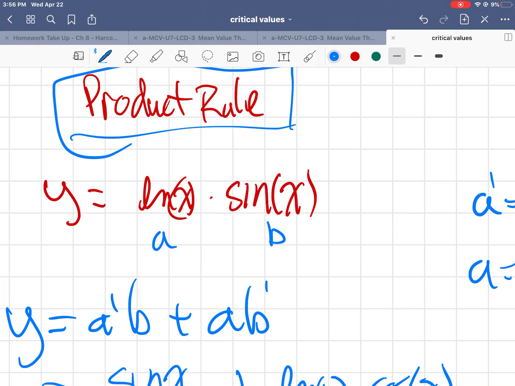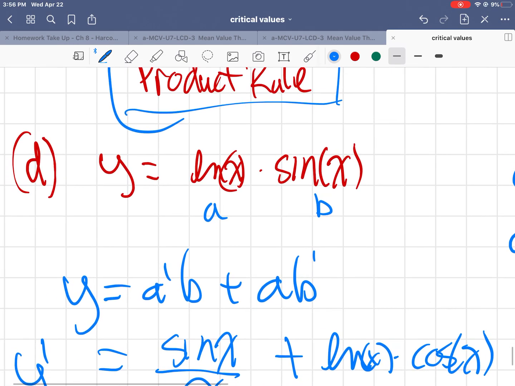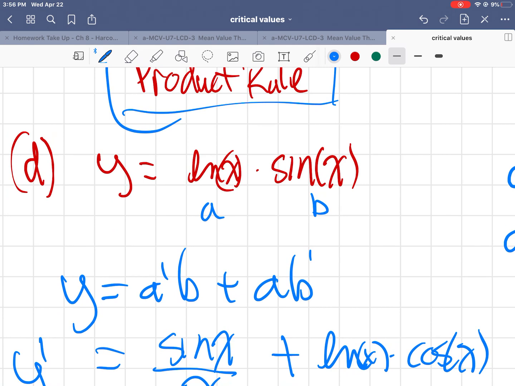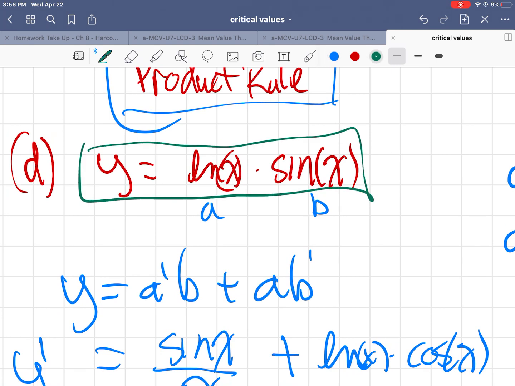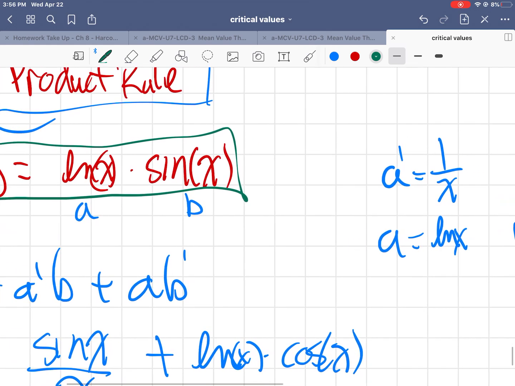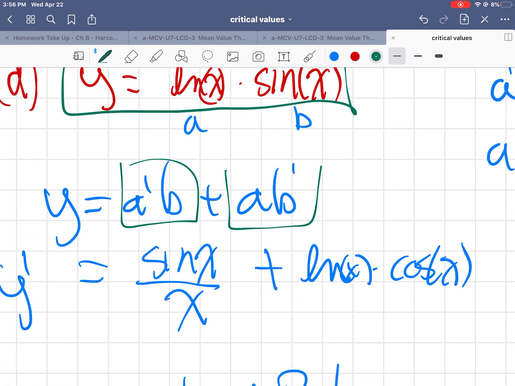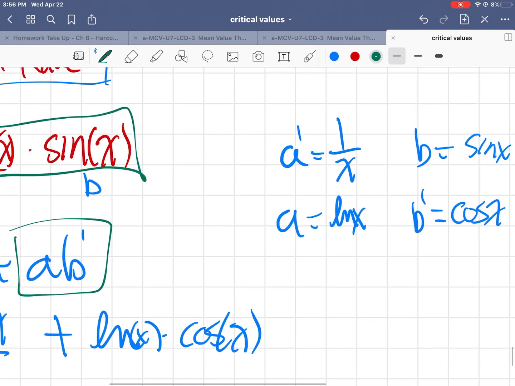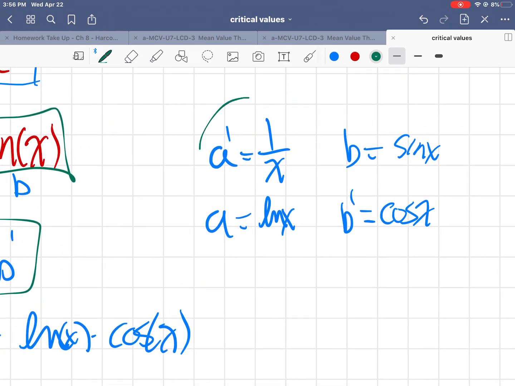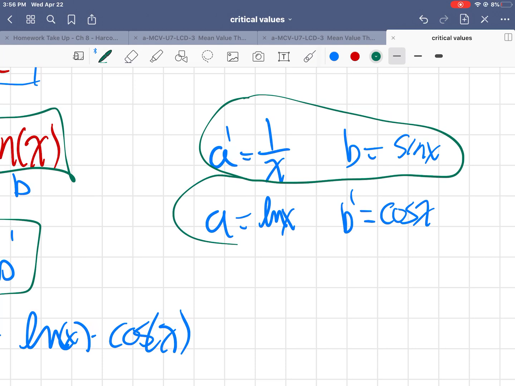So we're going to do a product rule question. This one is ln x multiplied by sine x. And you remember with the product rule, we have a and b, the two parts of the product, the two factors. And the way we're doing it now is, because the formula is a prime b plus a b prime, we want to write it that way, right? So we want to write it this way and this way.